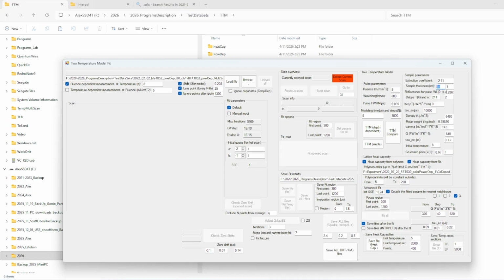Then you need reflectance. Reflectance you can measure from the experiment, how much you have reflectance at your 800 nanometers, to know which percentage of the pump pulse was reflected, and which percentage will be absorbed, based on the sample thickness and its extinction coefficient.